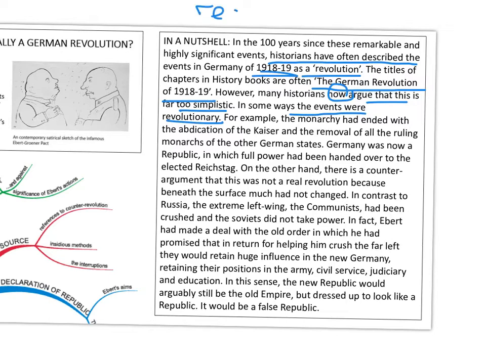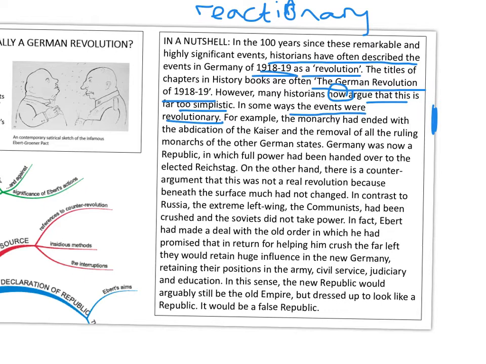If you are reactionary, it is kind of like a sort of reverse revolution. Reactionaries are people who try to turn the clock back and put it back the way it used to be. We'll pick up that word as we go through. But here we're talking about the word revolution, a significant change. So in some ways the events were revolutionary. So there's an argument for that.